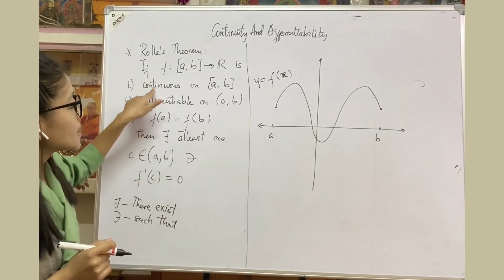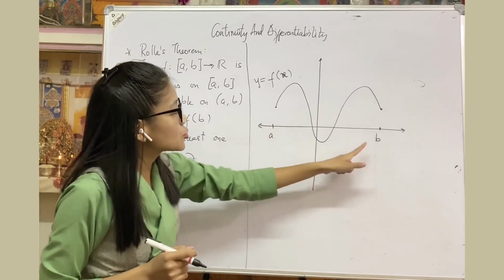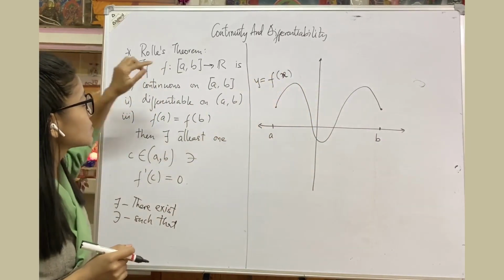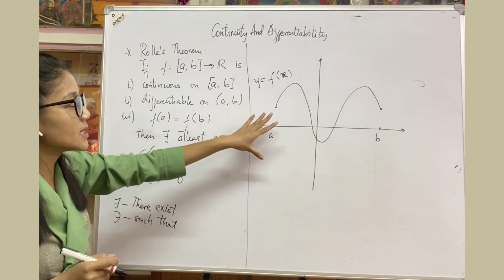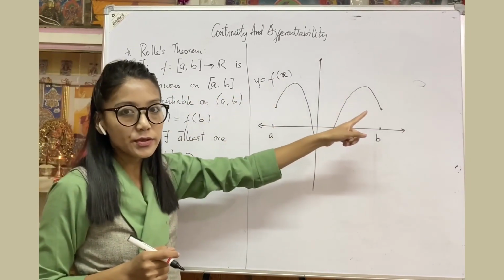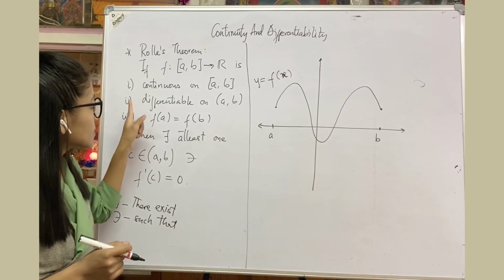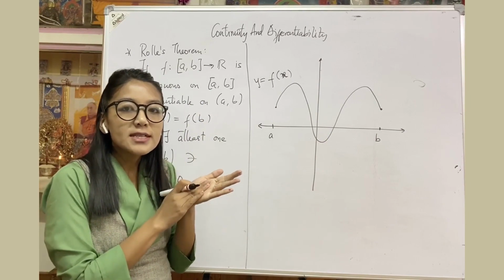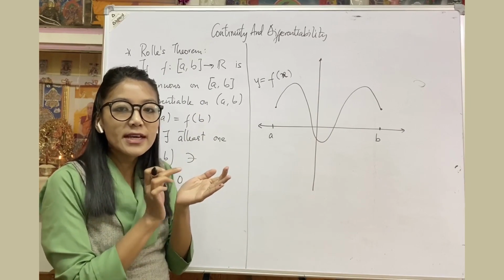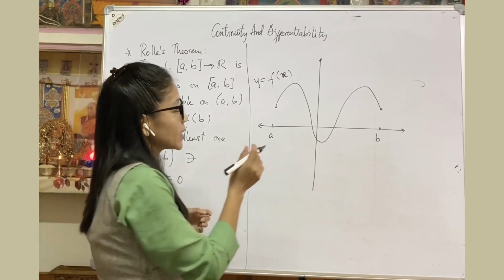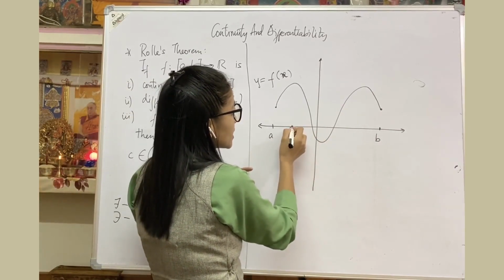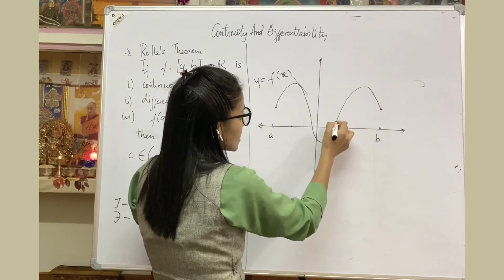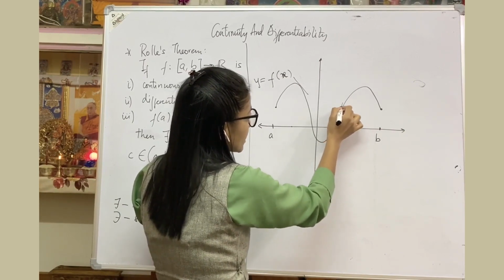Now you can see within the closed interval a to b, the function is continuous. Graphically you can see the graph is nowhere broken, so this function is satisfying the first condition. It is continuous. The second one, the function is differentiable on a b. Differentiable means a function is said to be differentiable at a point if there exists a unique tangent at that point. Now within this interval, if I take any point here, at this point I get a unique tangent. Similarly, if I take a point somewhere here, then at this point I can have a unique tangent.